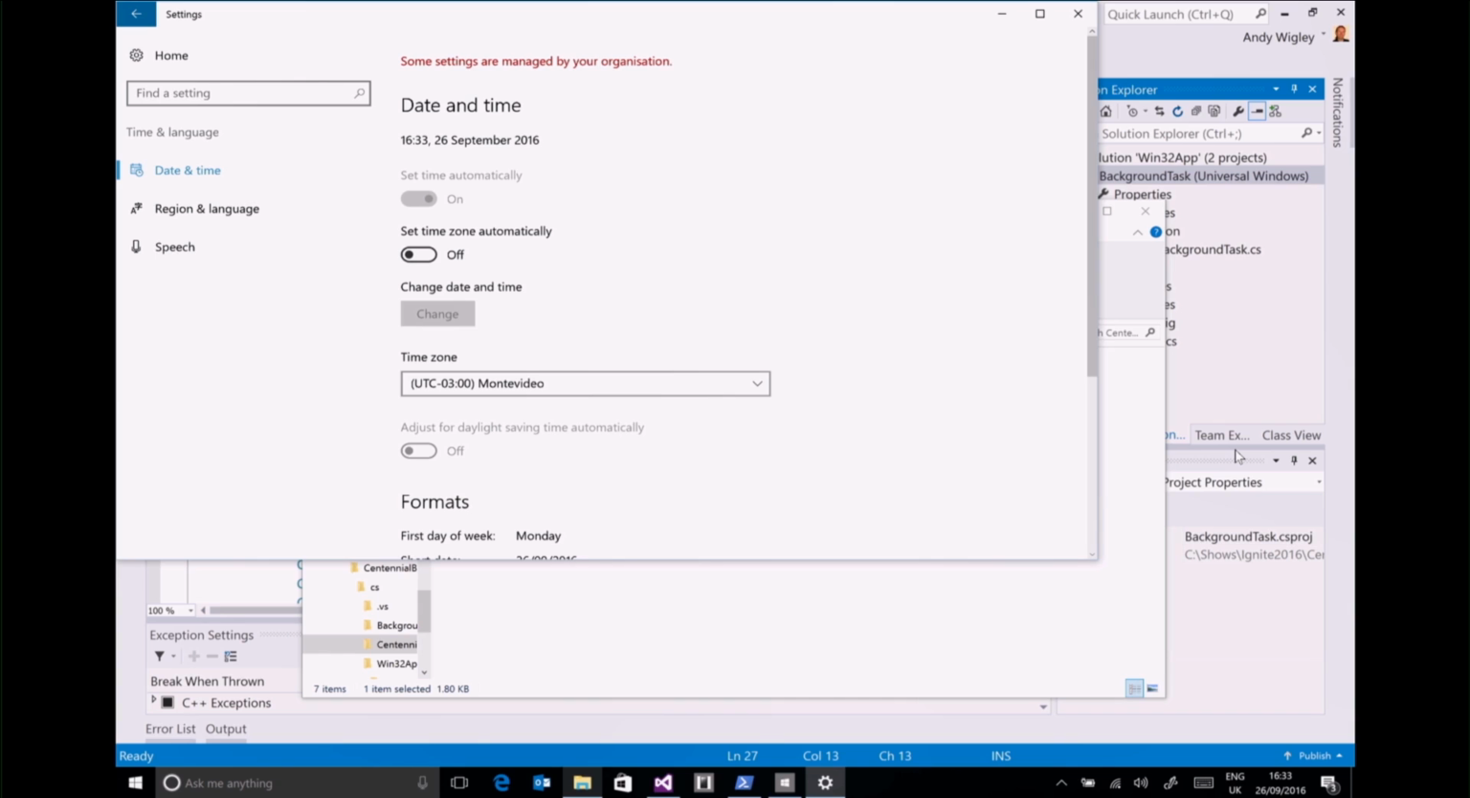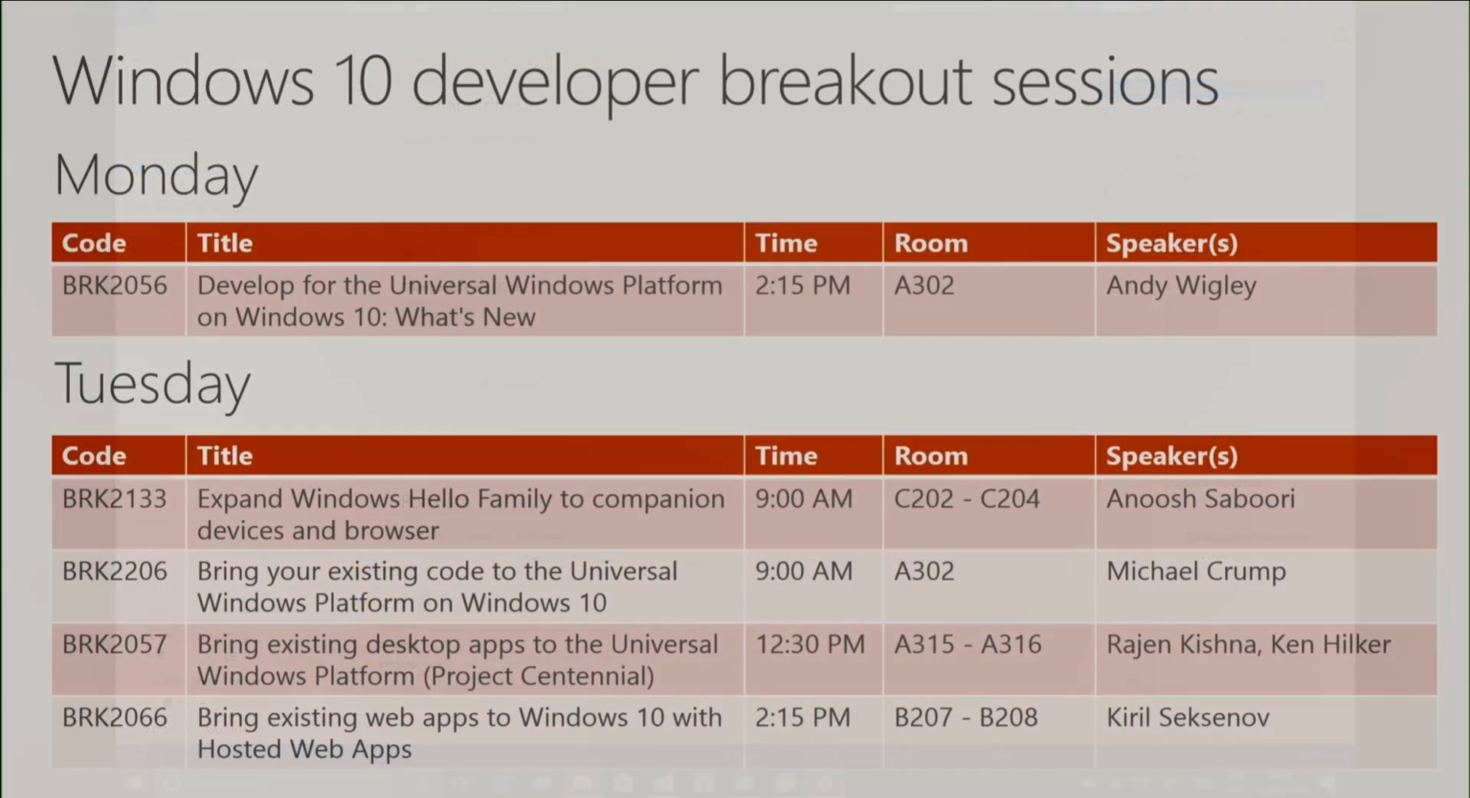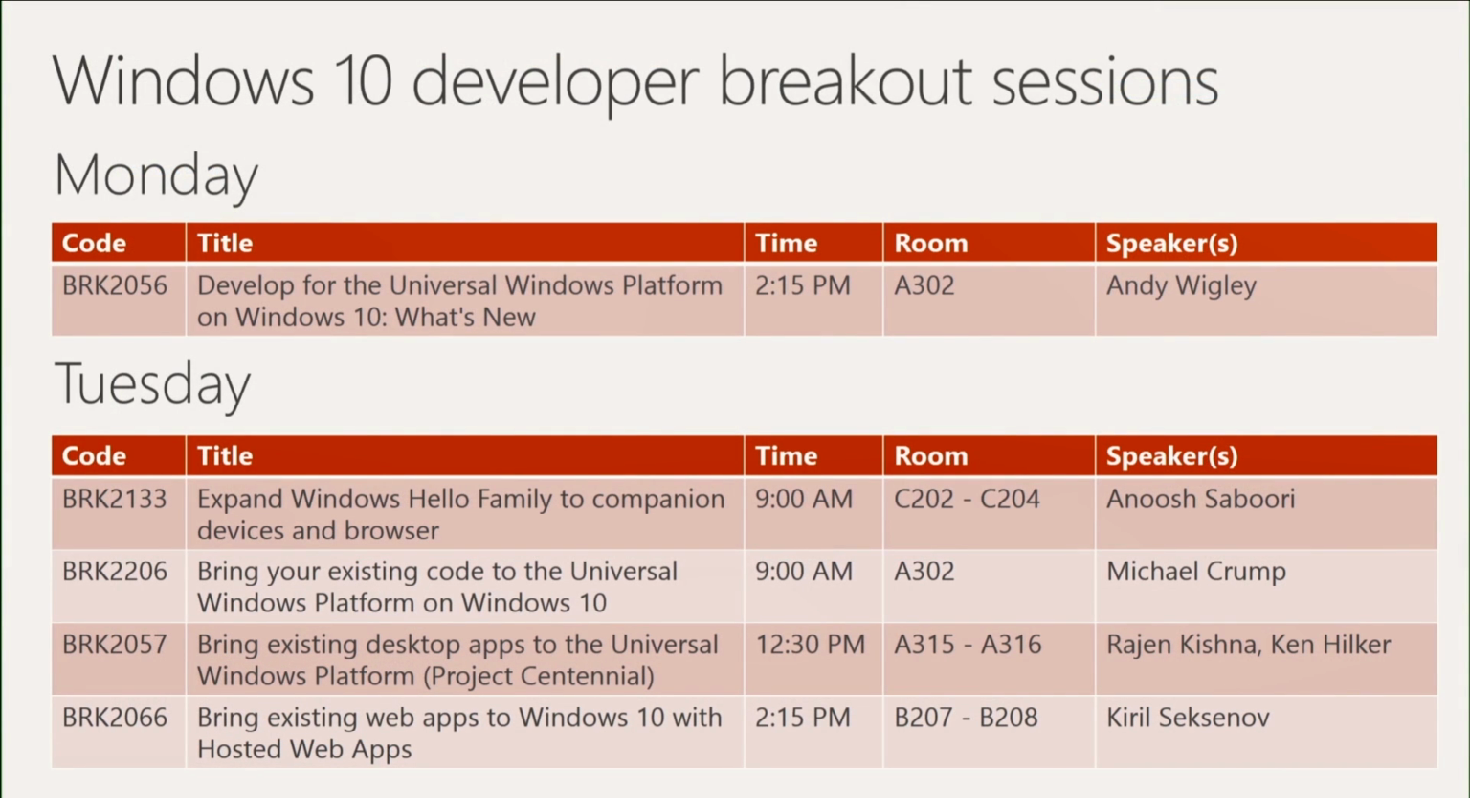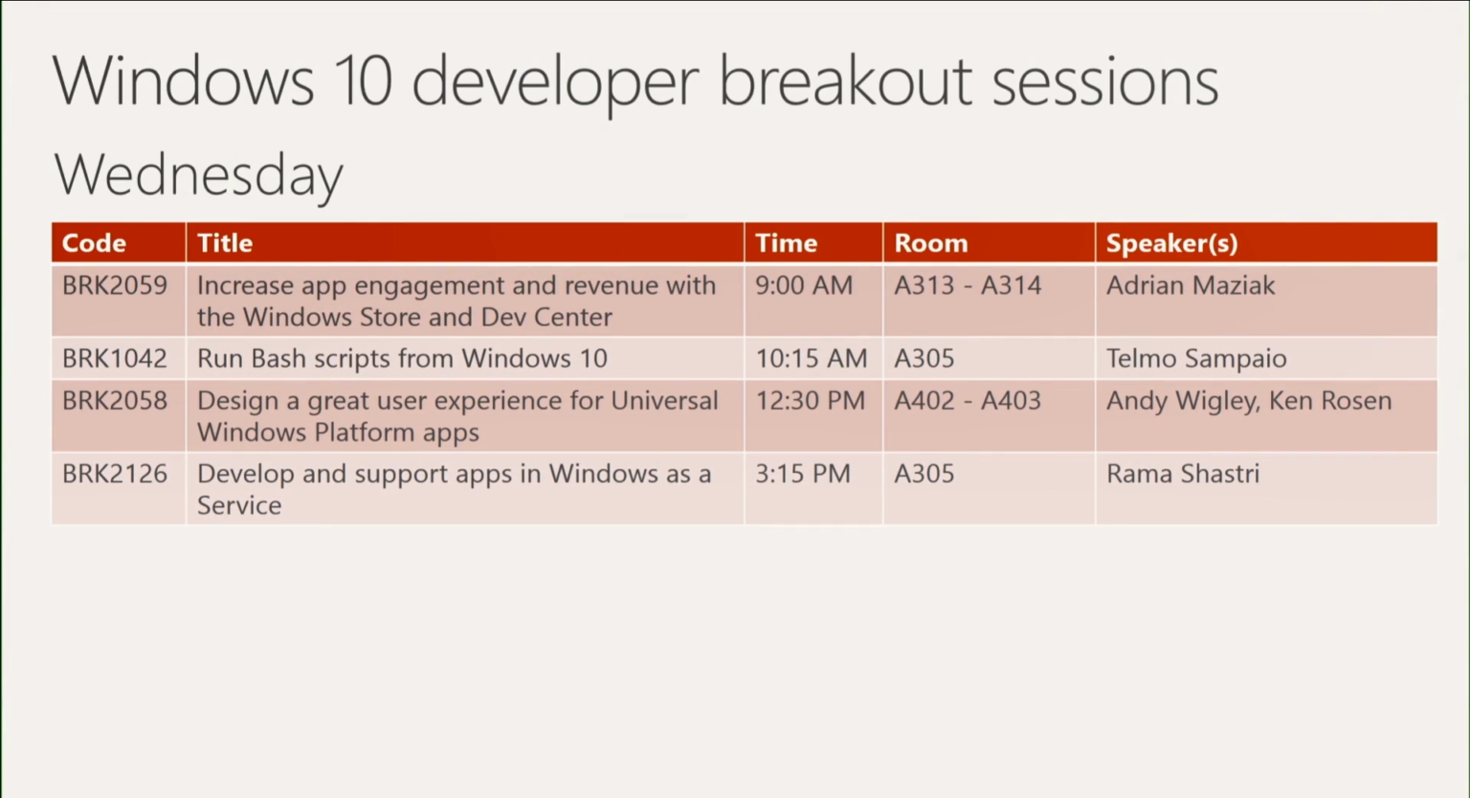All right, so we're out of time now. I've got a few more talks at this conference. So that's today. Tomorrow we've got Windows Hello at 9 a.m. We've also got Michael Crump doing a deep dive on Centennial, the desktop bridge, and the other bridges. Raj Kishner is talking specifically about a deep dive on Centennial, the desktop bridge, at 12:30. And then there's also hosted web apps.